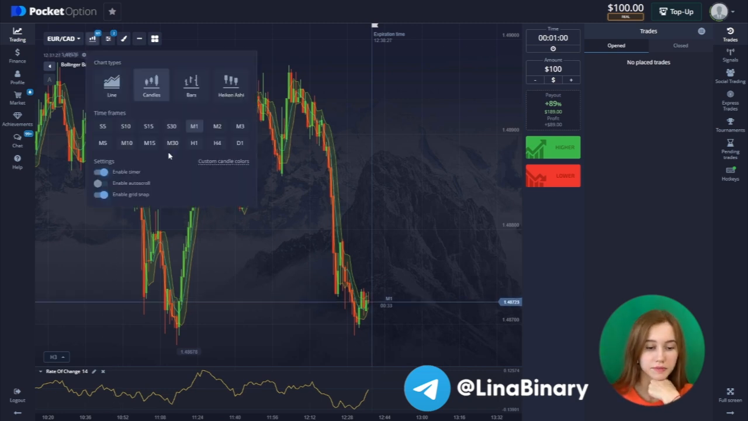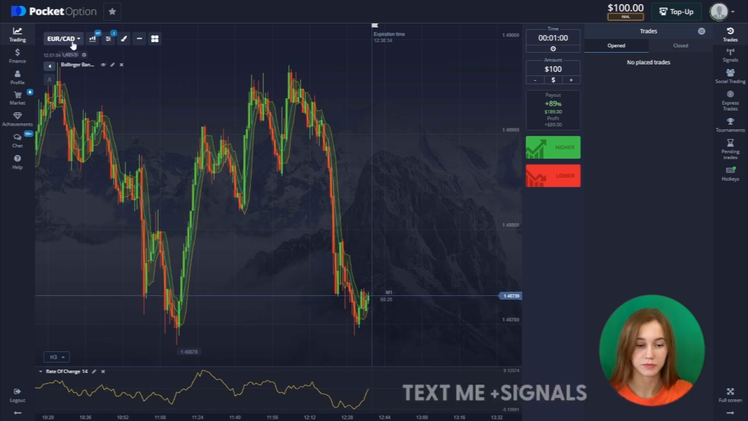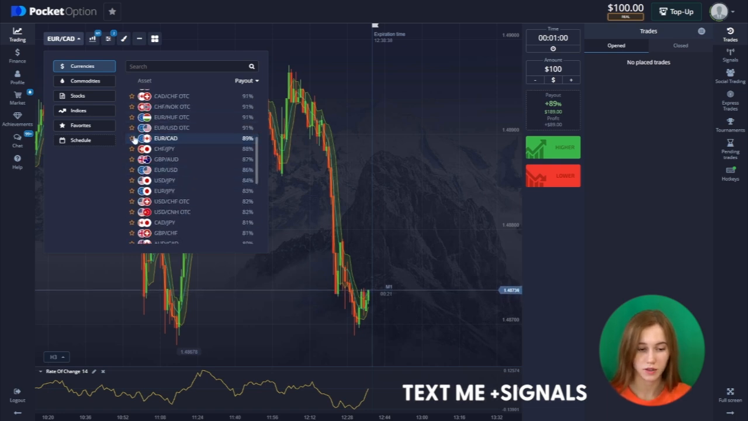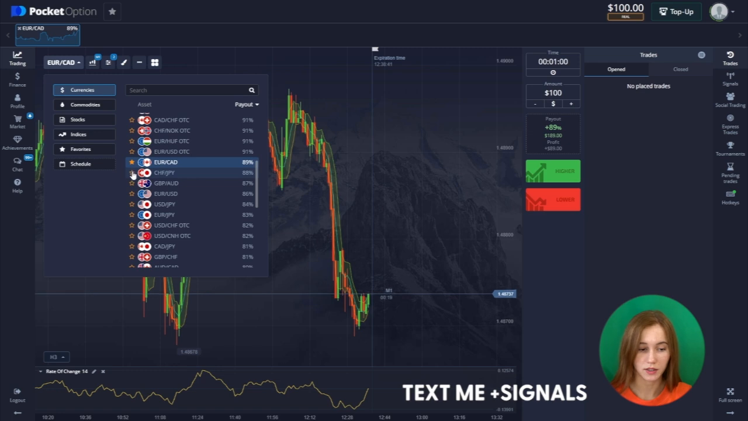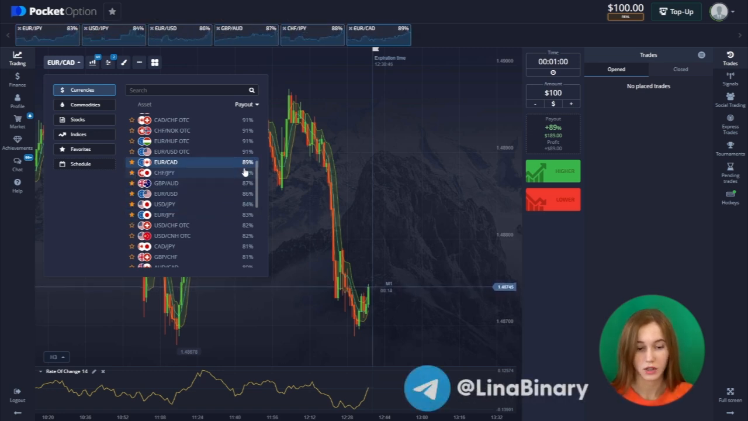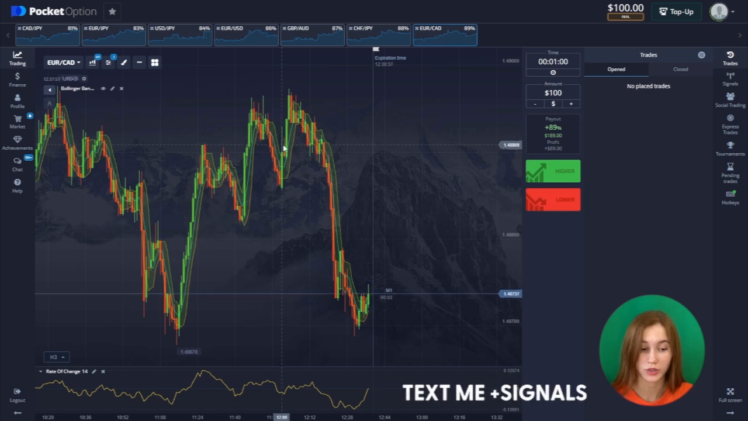1 minute. 1 minute time frame. We also go to the settings to set up. We will use currency pairs for trading. There are no OTC on regular currency pairs, so let's choose a few. You see also percentages, payout percentages. It should exceed plus or minus 70%, and I have already highlighted several currency pairs.